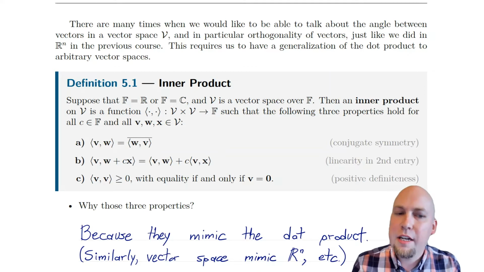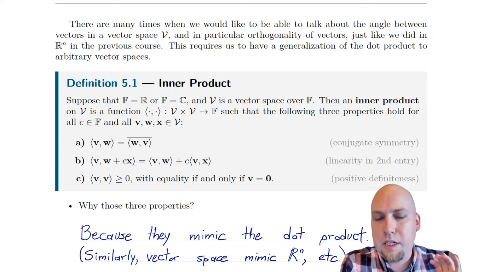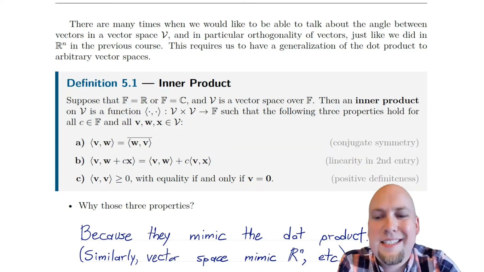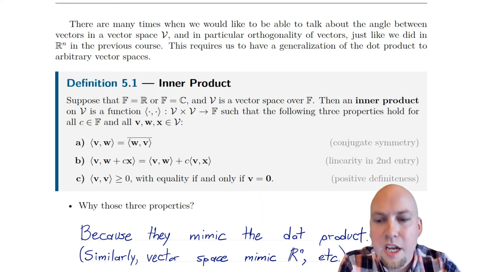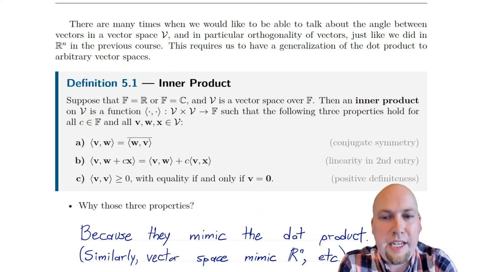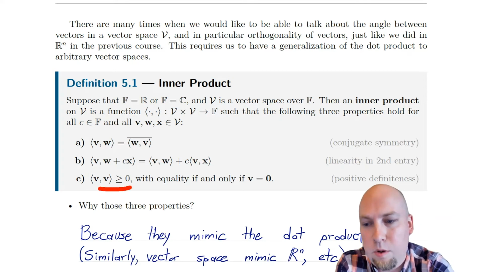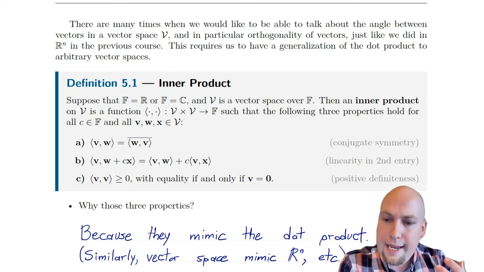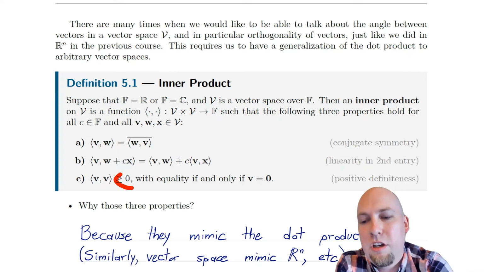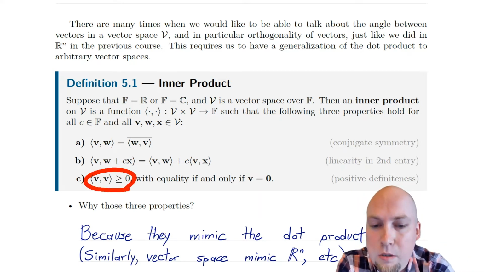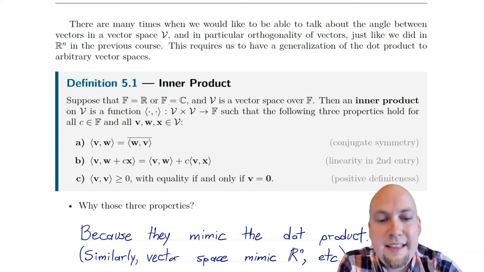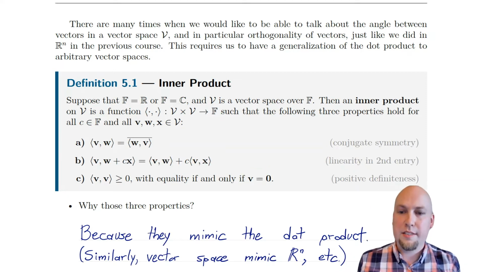And then the third and final property that you have to have is something that we call positive definiteness. What this says is that if you plug the same vector into both slots of the inner product, you always get a real number first off. Even if you're working over the complex numbers, you get a real output from this. And not only a real number, but a non-negative real number. And even furthermore, the only way that you get zero is if you plug in the zero vector to both slots.